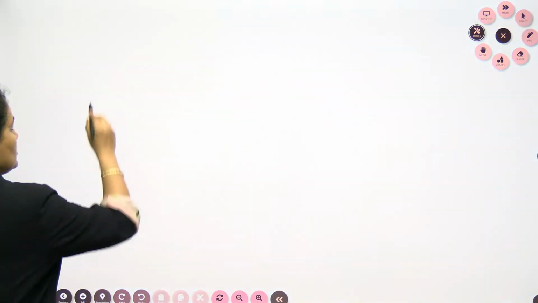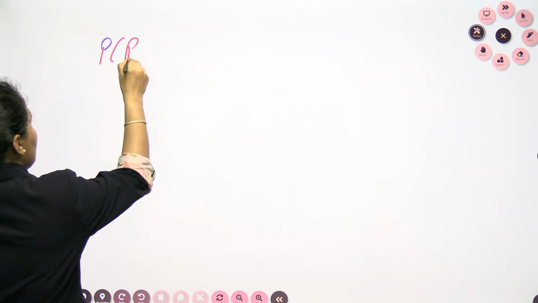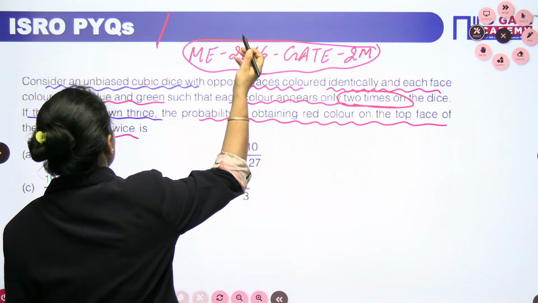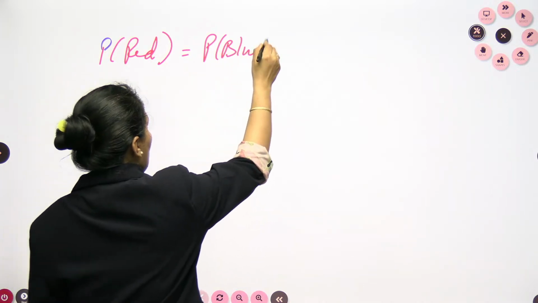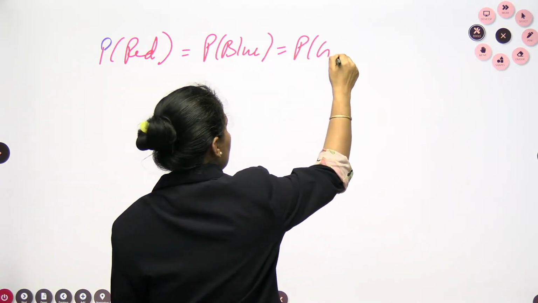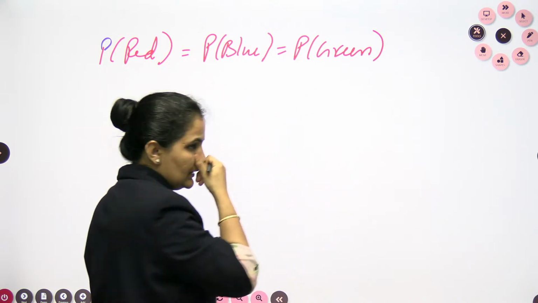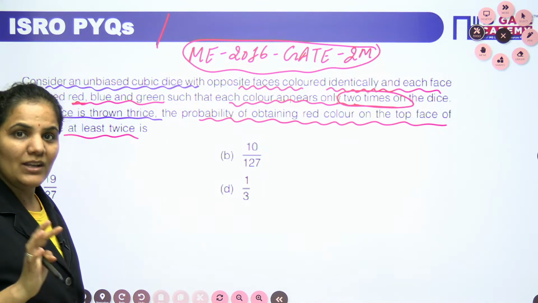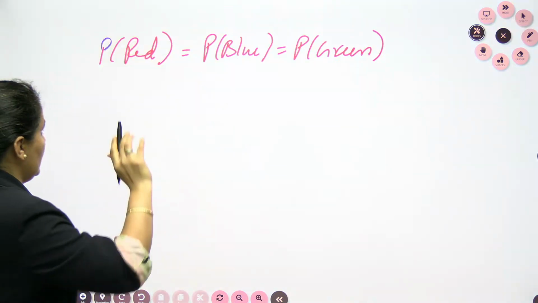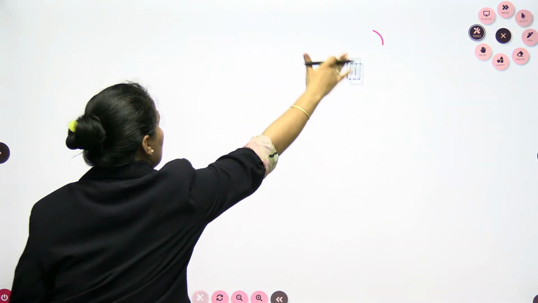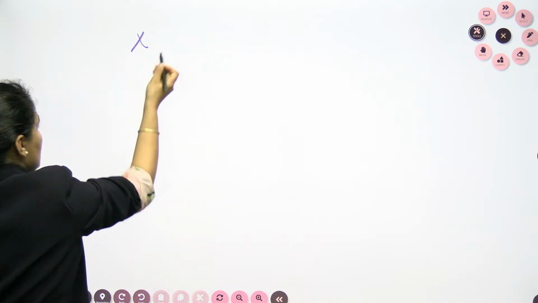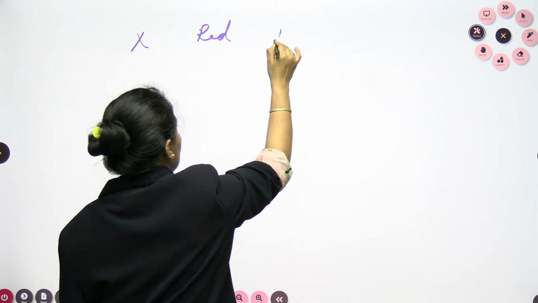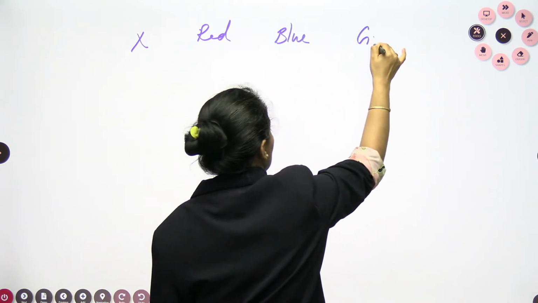So first of all, can I write down here the probability of getting red color, or the probability of getting blue color, or the probability of getting green color? We need to ask only this. We can easily find the probability of getting any of the colors. If you don't want to write this, you can make a table also. X denotes the color. The color can be red, blue, or green.